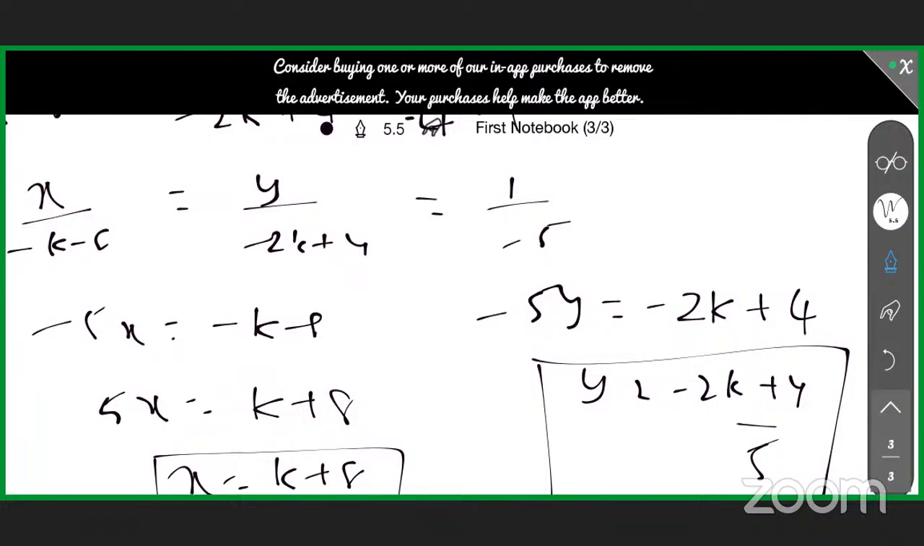Almost 2 to 3 questions will come from this chapter. Almost 12 marks are coming only from this chapter in JEE Mains. So that is why I am solving so many questions compared to other chapters. This is the reason: the weightage of this chapter, the importance of this chapter.